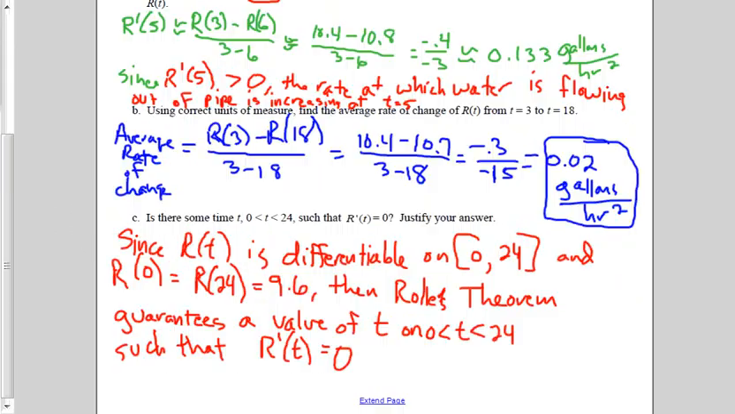So let me write that out. Okay, so just take a second. That's what we just said. Since the function is differentiable on the closed interval from 0 to 24, and the values of the function at the endpoints both equal 9.6, then Rolle's Theorem guarantees a value of t on the open interval 0 to 24 such that the slope of the tangent line, or the derivative, equals 0. Okay, that'll be it for Part 2.